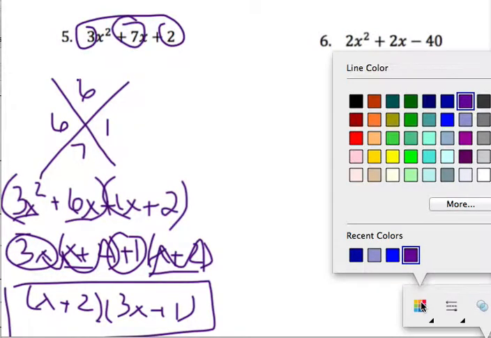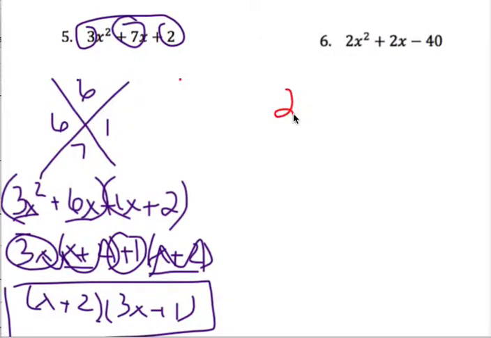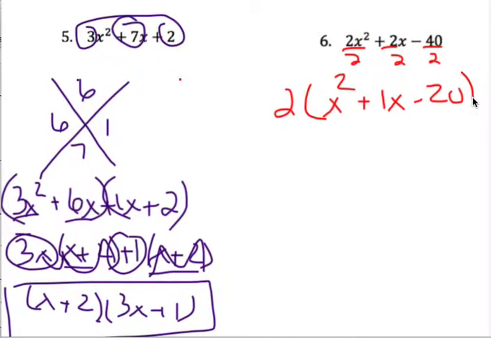Now when I look at number 6, I notice that 2x squared, 2x, and negative 40 are all divisible by 2. So I'm actually going to take out a greatest common factor of 2. So I'm dividing all of those by 2. So 2x squared divided by 2 is just going to be x squared. 2x divided by 2 is just 1x. And negative 40 divided by 2 is negative 20.